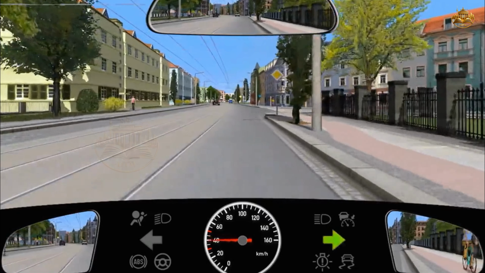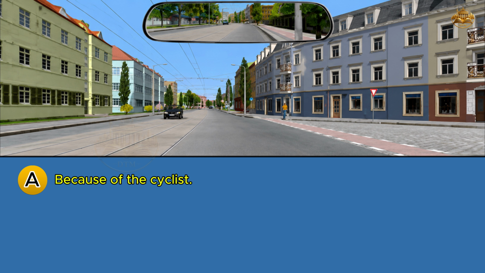Question: why do you have to wait before turning right? This question is asking, why do you have to wait before making the right turn? Option A: because of the cyclist. There is a cyclist approaching from the right-hand side. When I turn right, the cyclist could cross my path. I have to wait and allow the cyclist to pass safely before I make the turn.